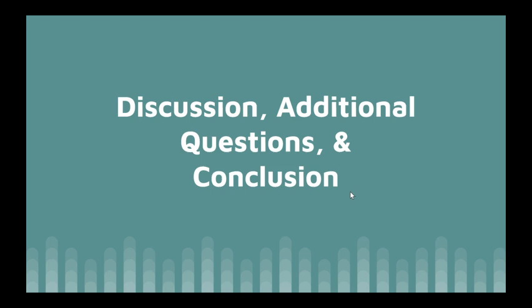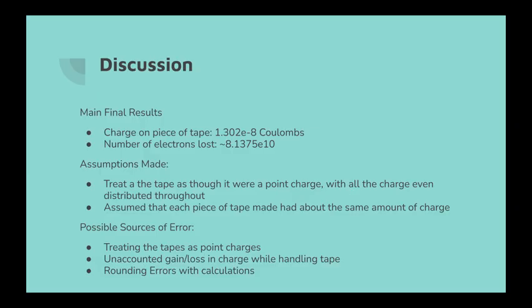Discussion, additional questions, and conclusion. And so the main final result was that the values were shared by the experimental data and the computational data. This can be explained by the fact that they both use the same equations, and they both had one number plugged in, which was the distance between the two charged tapes when tape B started to float.